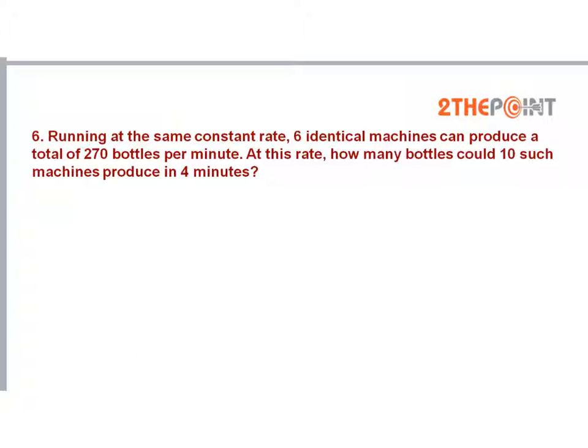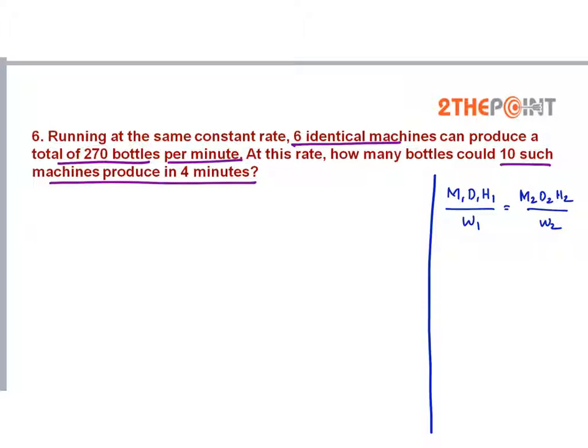Running at the same constant rate, 6 identical machines can produce a total of 270 bottles per minute. At this rate, how many bottles could 10 such machines produce in 4 minutes? It is given that 6 identical machines produce 270 bottles. This 270 bottles is the total work per minute, that is 1 minute. At this rate, how many bottles could 10 such machines produce in 4 minutes?